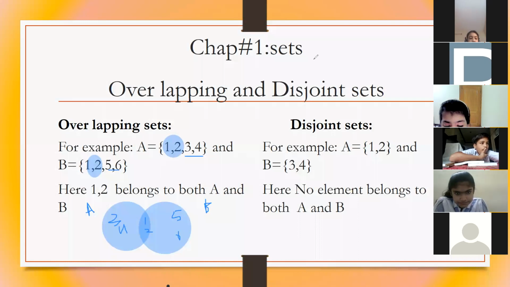Now, what about disjoint? What about disjoint? Disjoint means, for example, I ask you that one set is for class 8A, right? One set containing students of class 7A. So both will be disjoint set. Why? Because one class is totally different, right? And one class is totally different. See? So in this way, if I give you the example here, A containing 1, 2 and B containing 3, 4. Bete, no element is common.